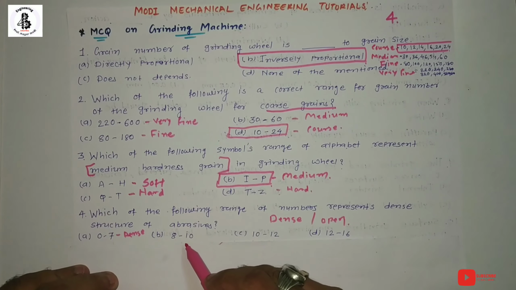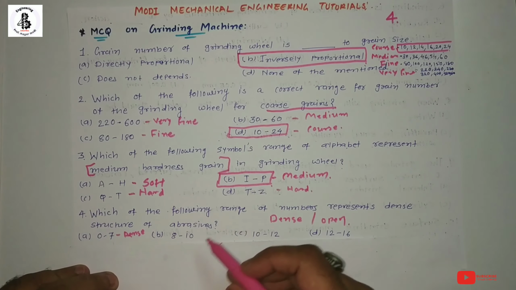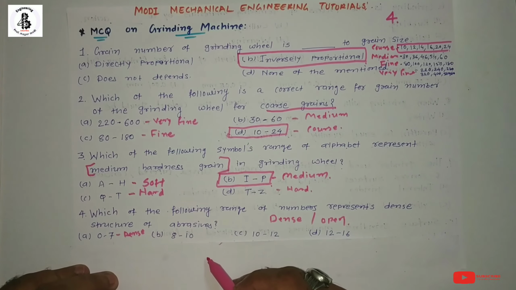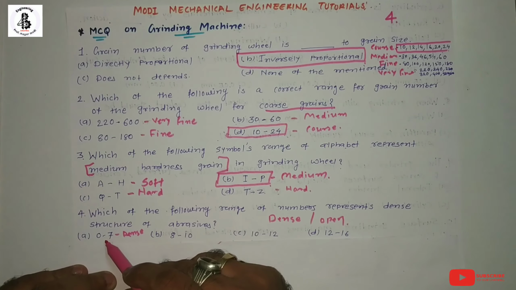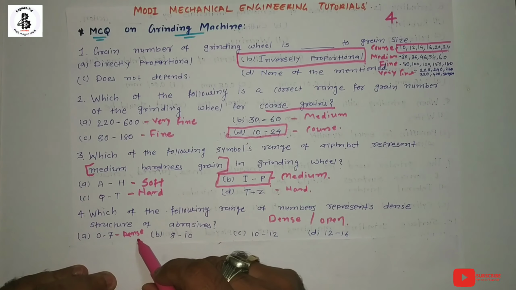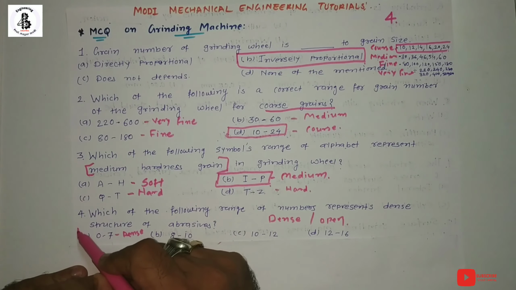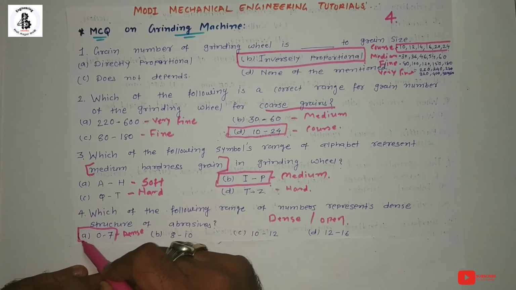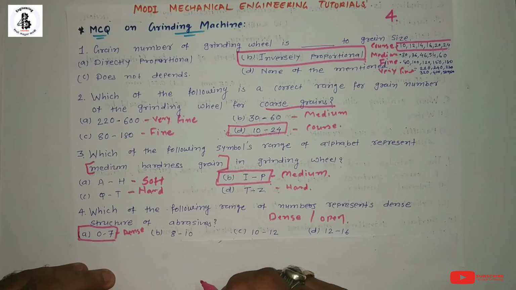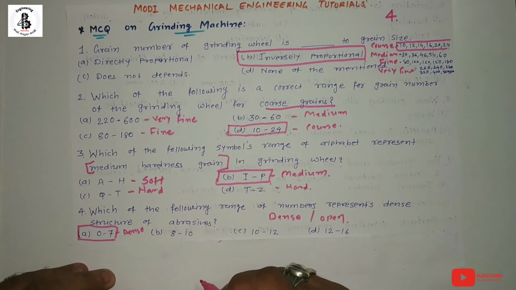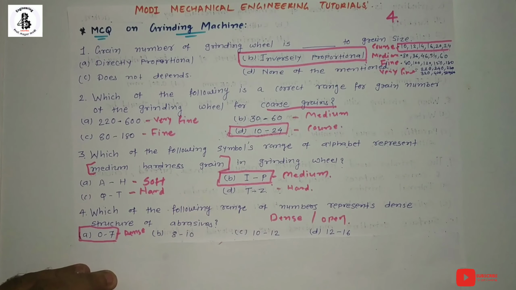Then 9 up to a maximum of 15 or more will be the open type. So here, option A, 0 to 7, represents a dense structure. So the right answer is A. If you want to learn in detail, you will find a link in my description for standard grinding wheel marking systems. Then we will discuss the next question.